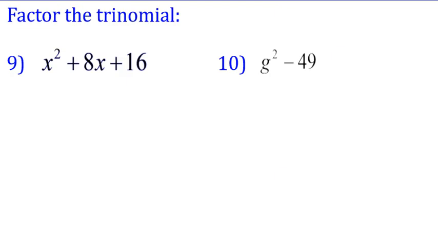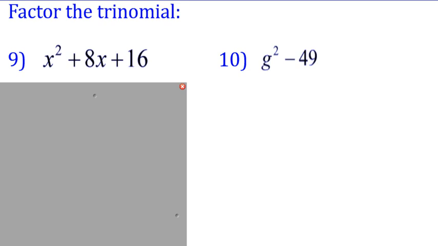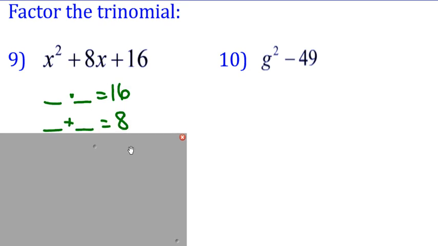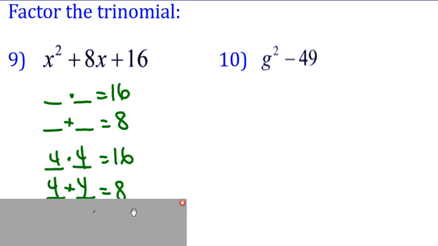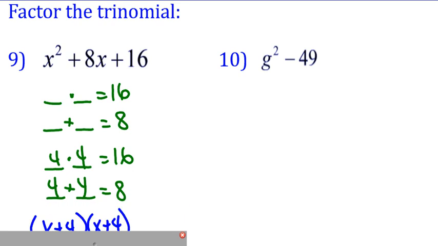Let's try these. Can you factor your trinomials? So again, the greatest common factor is 1, the leading coefficient is 1. So we can think of our number pattern. What times what is 16, and what plus what is 8? I know 2 4s would make that happen. So one of my factors would be x plus 4. The other factor would be x plus 4.